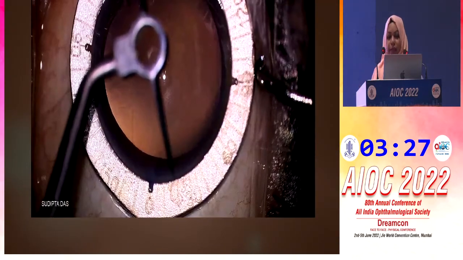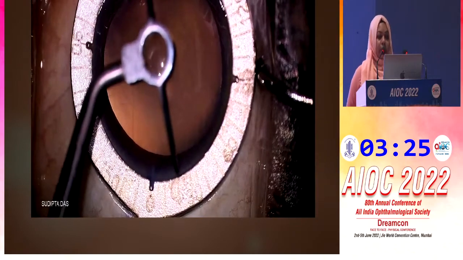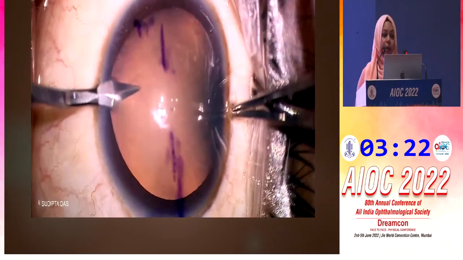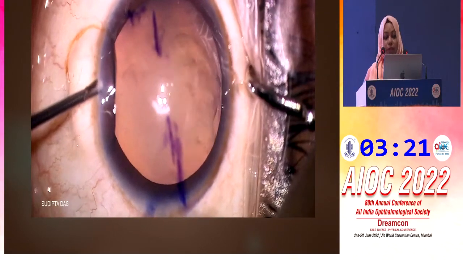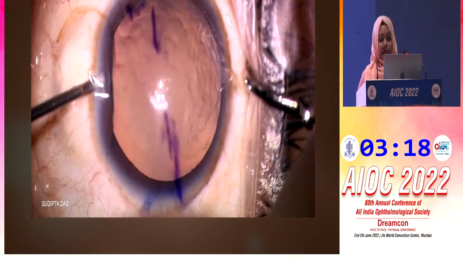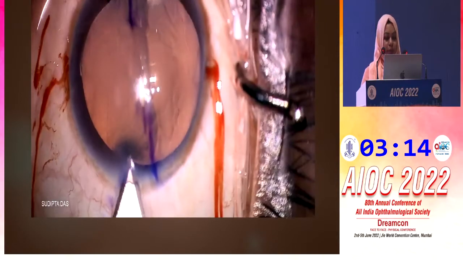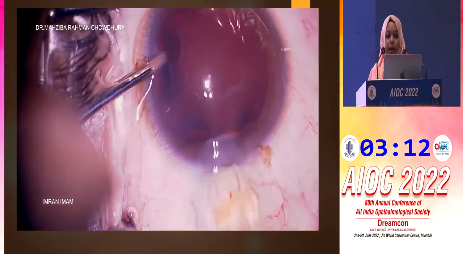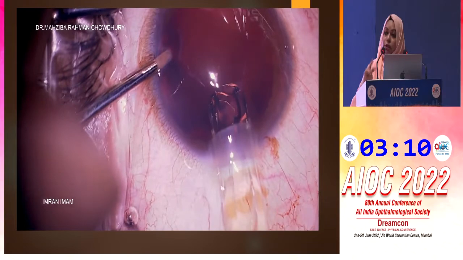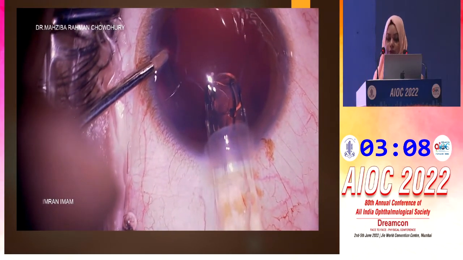As I was saying, that toric ICL is also present. So before going in, we mark it, do the side ports, put in some viscoelastics, and then make the main incision to deliver the ICL. The second important one was the loading, and this is the delivery of the lens.